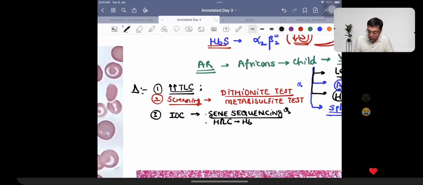Now, what can be done for the treatment of this patient? What can be done for the treatment of this patient? Of course, the treatment of the patient can be done with the help of a basic thing.